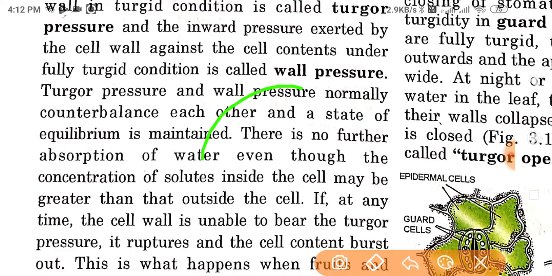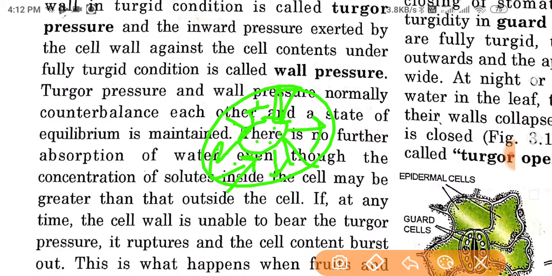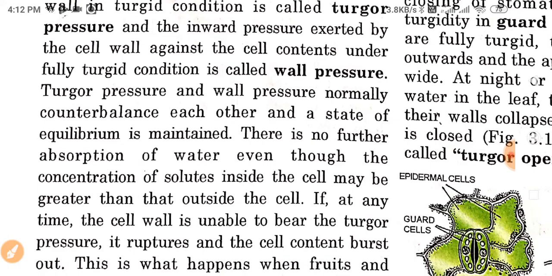Suppose this is a cell with some material inside it and water also there. Some pressure is exerted by the walls of this cell. This is wall pressure, and in the turgid condition the cell also gives some pressure outward, so that's why it remains in a constant state.